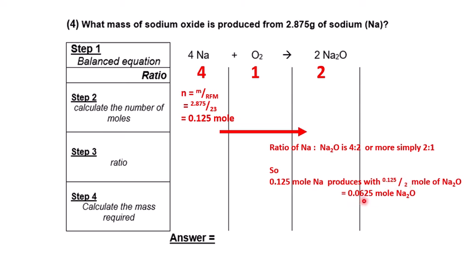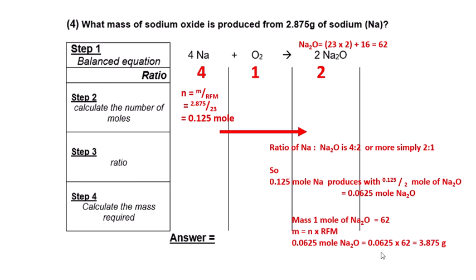And when we put that in, that's 0.0625 moles of sodium oxide. And then finally, to get the mass, same as we saw in the last question, the mass of 1 mole of sodium oxide is 62. So therefore 0.0625 times 62 equals 3.875 grams.